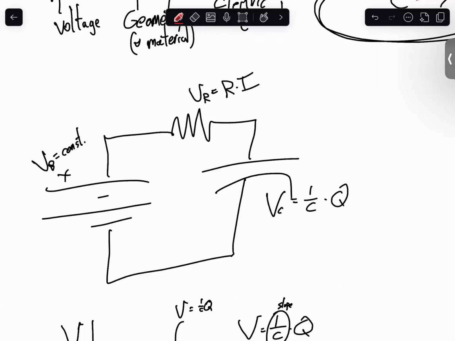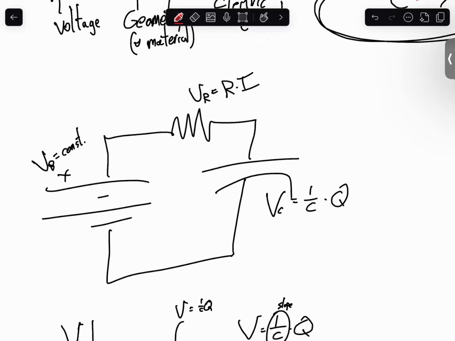Okay. Step 1. This is a multi-step process. Listen up. Pay attention. You've got to think through each step, otherwise it will make no sense at all. Total voltage in series has to add up to the total. Resistor plus capacitor better darn well equal battery voltage.